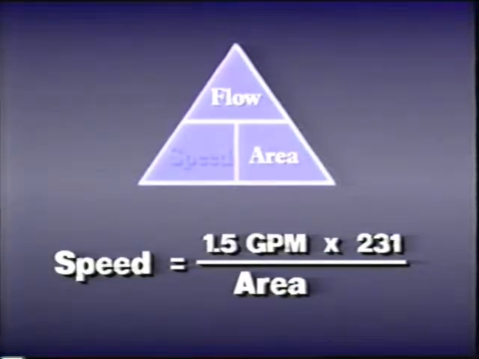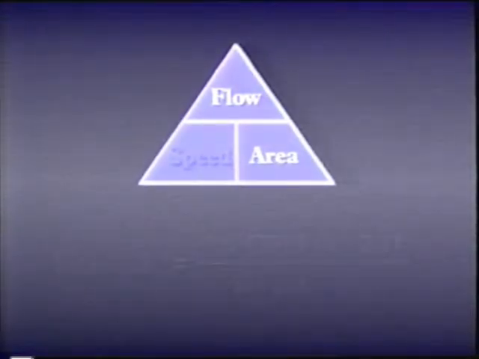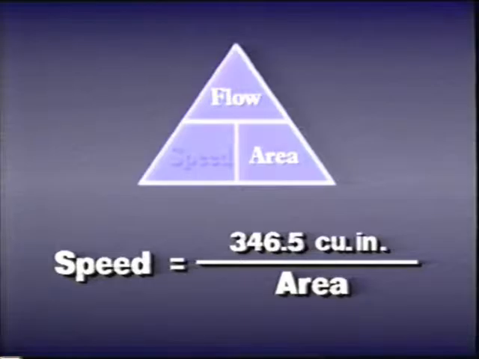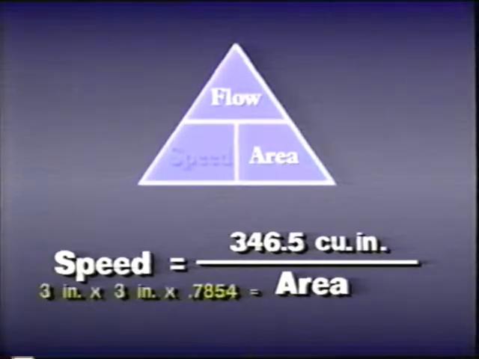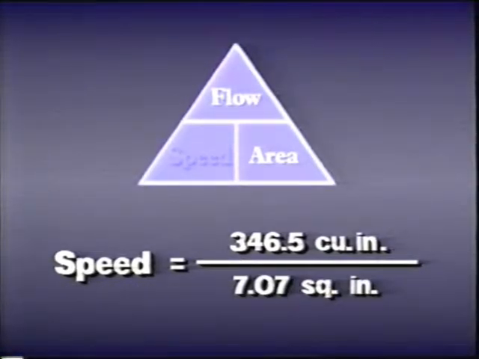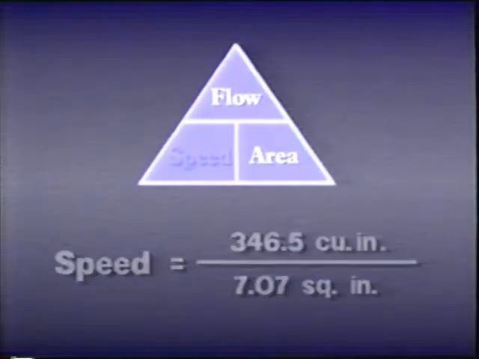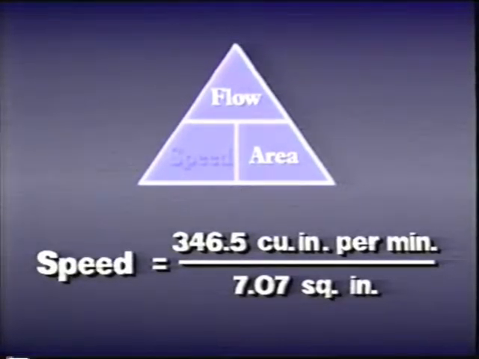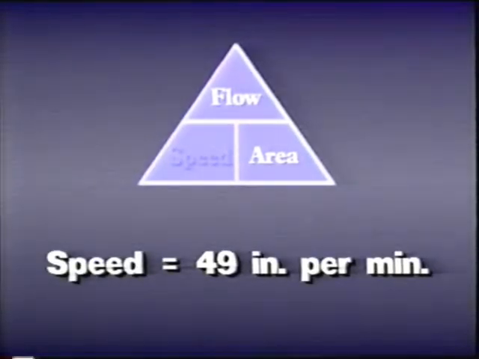So we have 1.5 times 231 cubic inches, which equals 346.5 cubic inches. The area of the piston is the same, 3 inches squared times 0.7854, or 7.07 square inches. The final step is to divide the flow rate in cubic inches per minute by the area in square inches. The answer, 49 inches per minute.